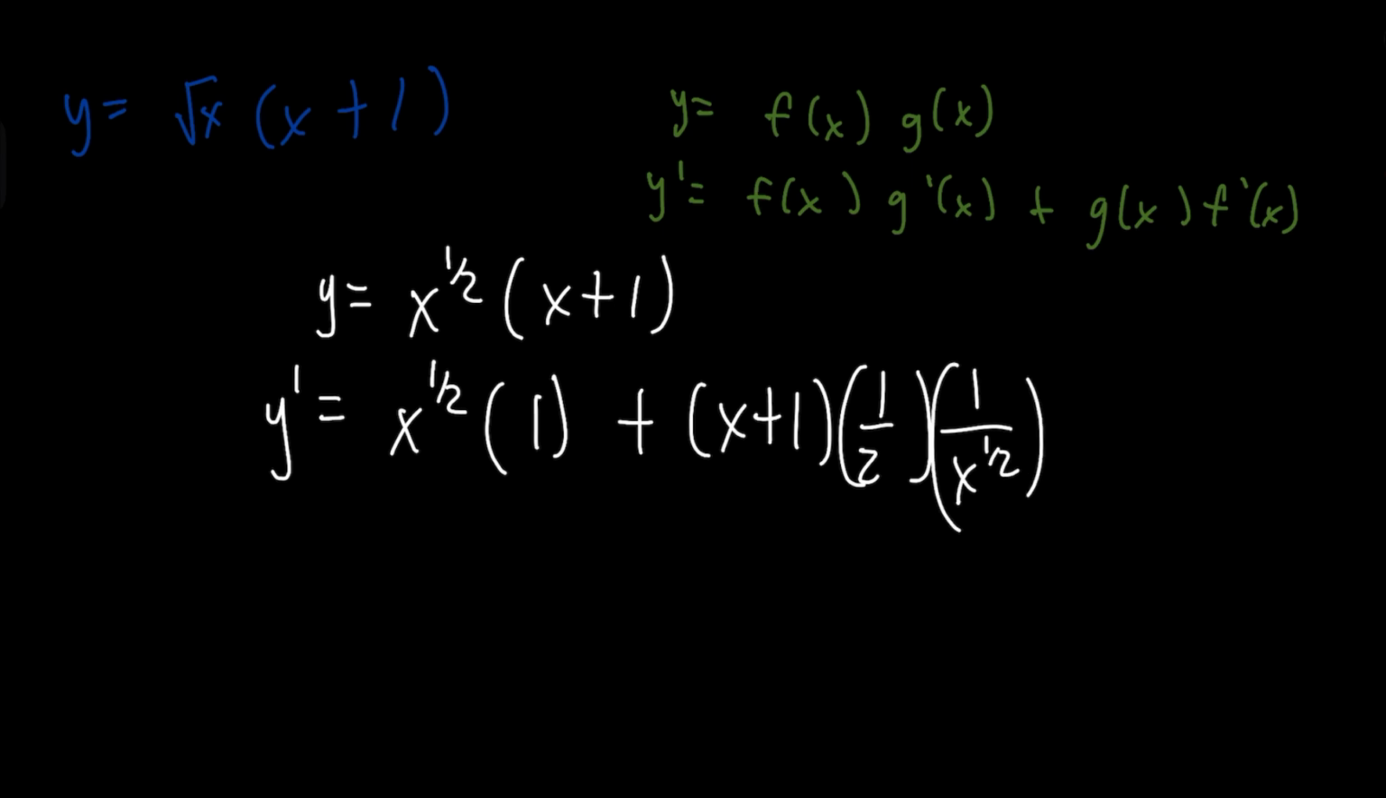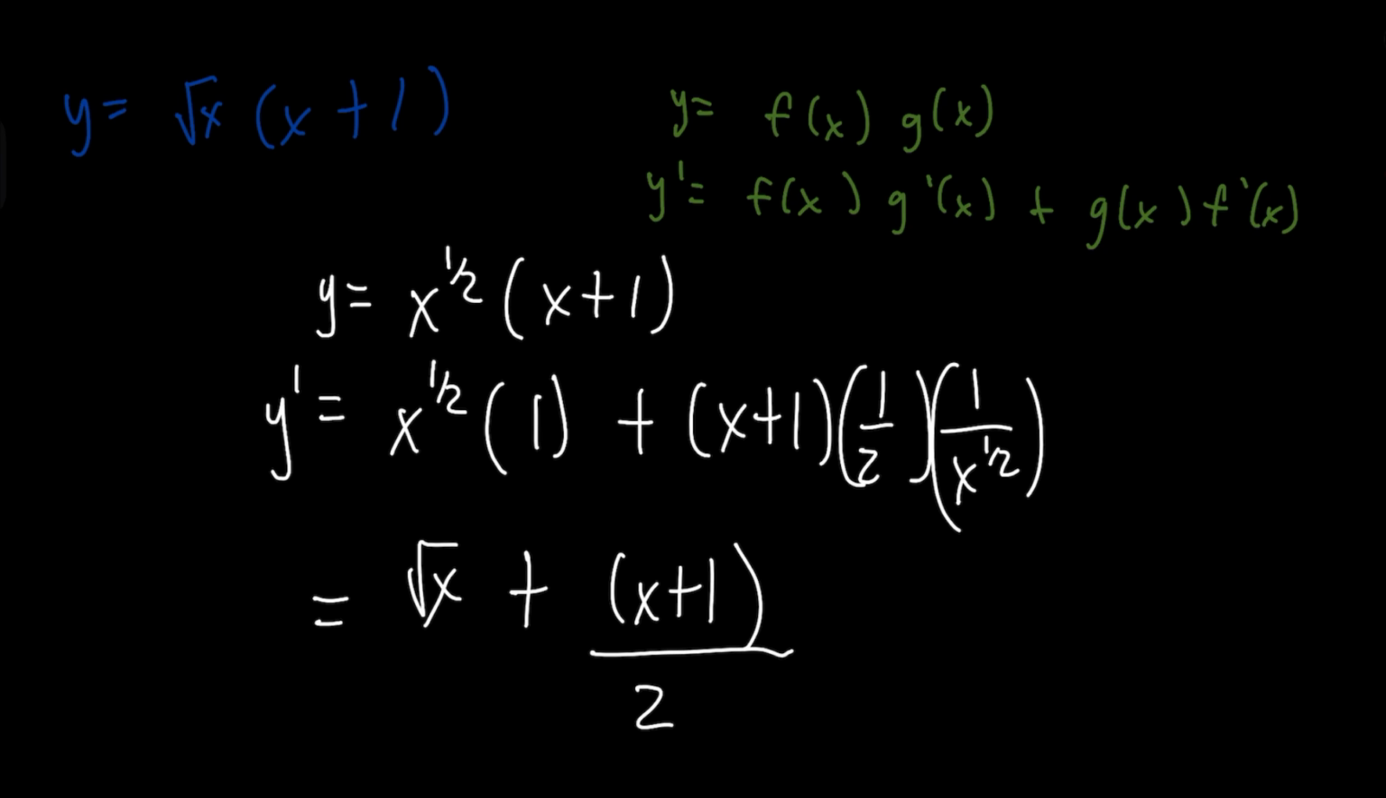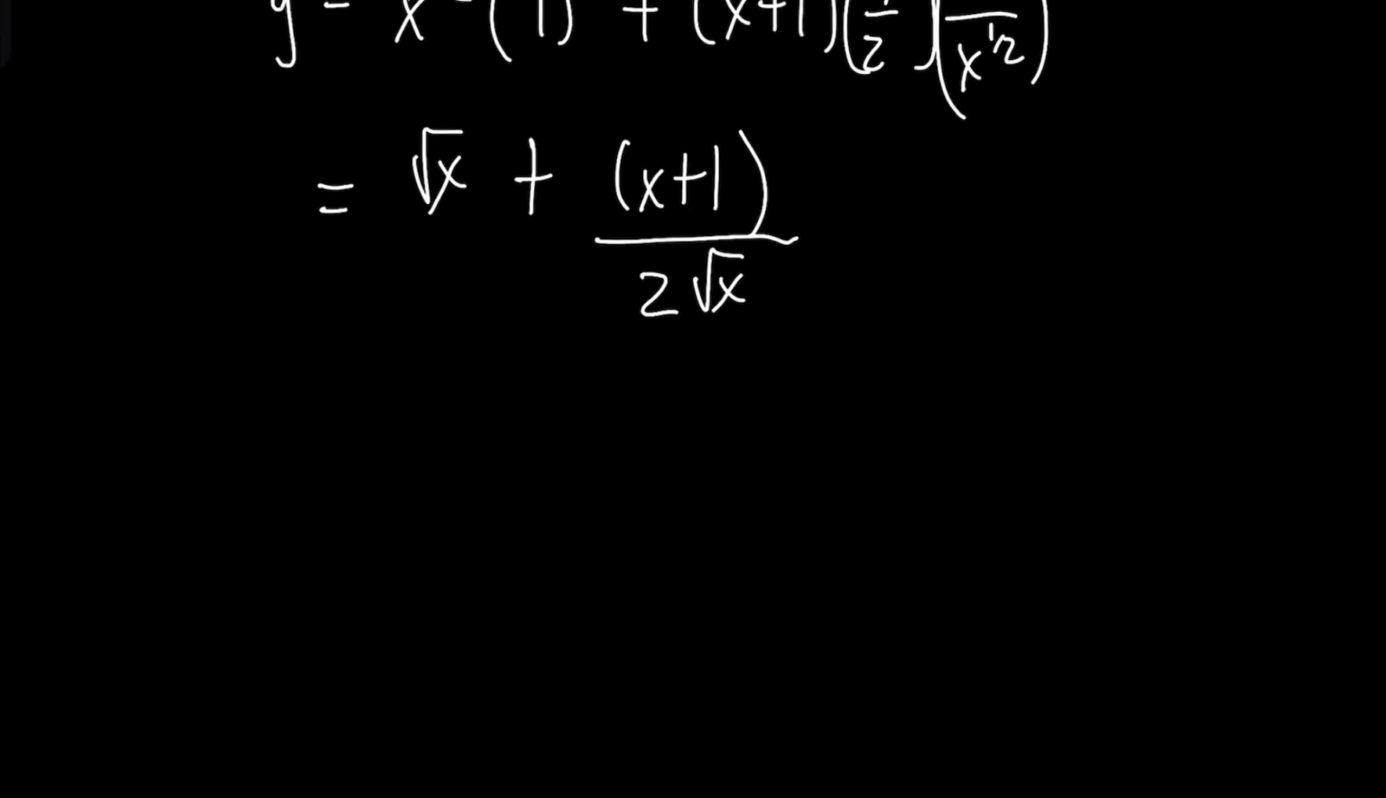So let's simplify things here. We can rewrite x raised to 1/2 as square root of x here. Plus, let's copy x plus 1 all over 2, and we can also rewrite this as square root of x. So let's simplify things further.